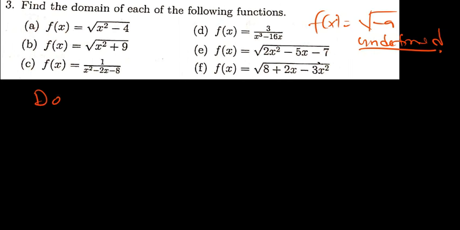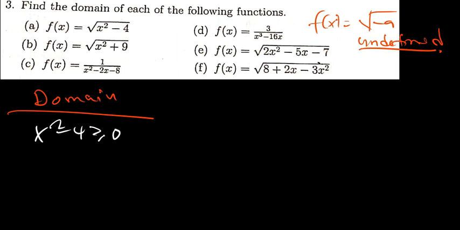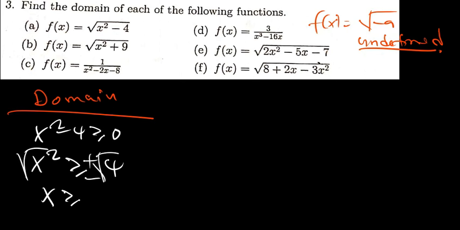So you say domain, you underline, get what is in the square root only: x squared minus 4 greater than or equal to 0. So x squared greater than or equal to 4. Initially let me just make things clear here. When I get the square root of this side and this side, it's going to be x is greater than or equal to plus or minus 4, plus or minus 2, sorry.